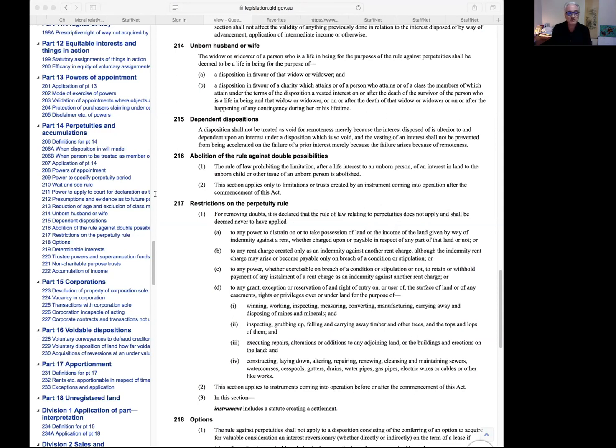And in this context, have a look at sections 217, 219 and 218 of the PLA with regard to the effect of those infringements.